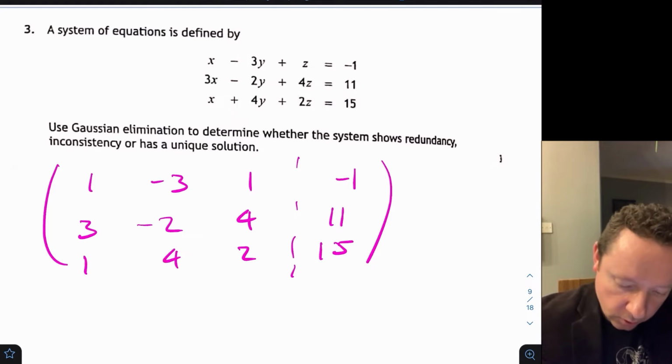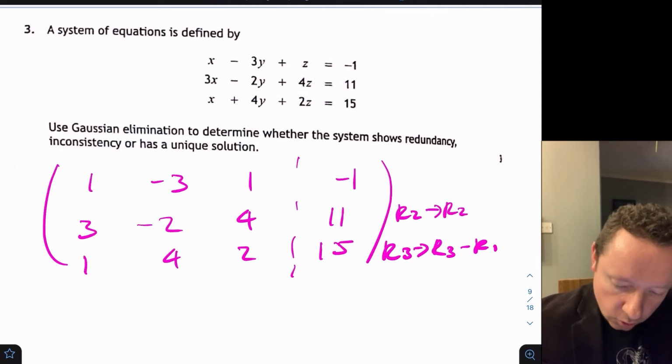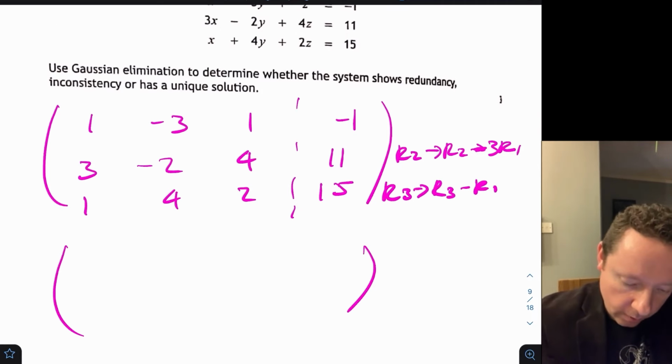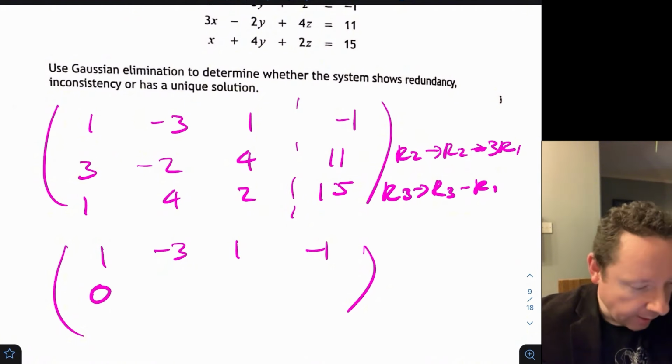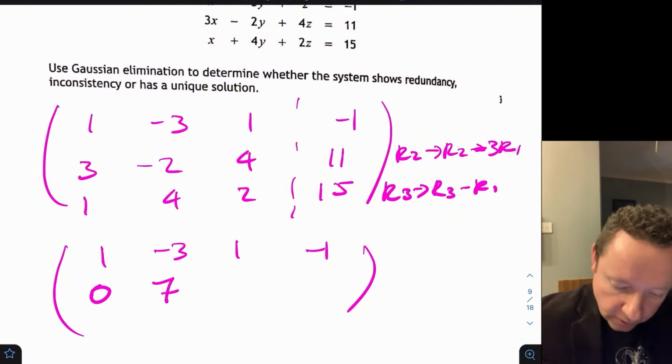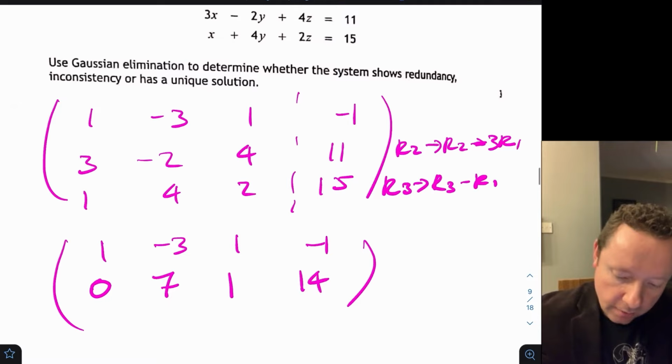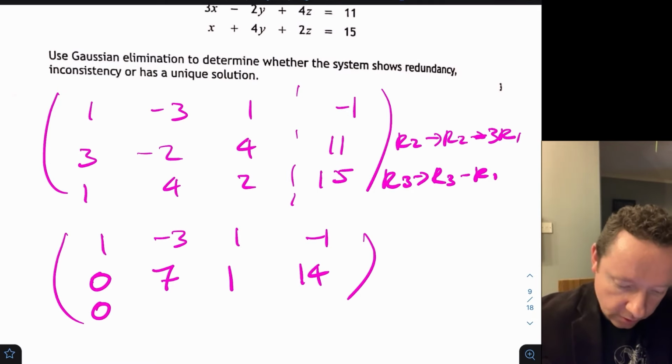So the first thing I can do is row 3 becomes row 3 minus row 1. But simultaneously, I can do row 2 becomes row 2 minus 3 row 1. So being very careful, we get 1, minus 3, 1, minus 1. 3 minus 3 is 0. Minus 2, but then it will be plus 9, is 7. 4 minus 3 is 1. And 11, and it will be plus 3, is 14. And then the bottom one, row 3 minus row 1, gives you 0. 4 plus 3 is 7. 2 minus 1 is 1. 15 plus 1 is 16.